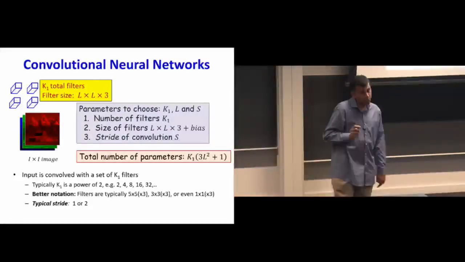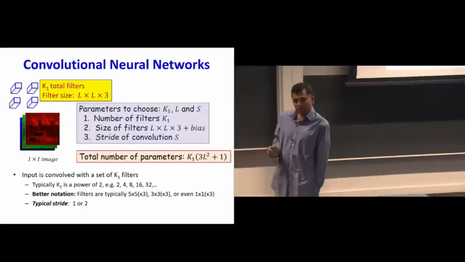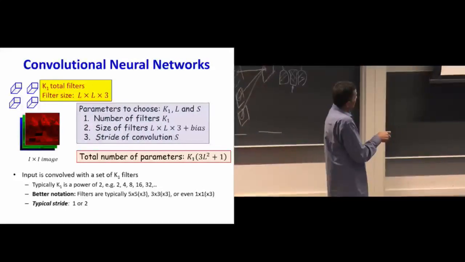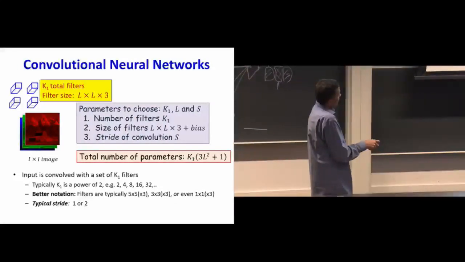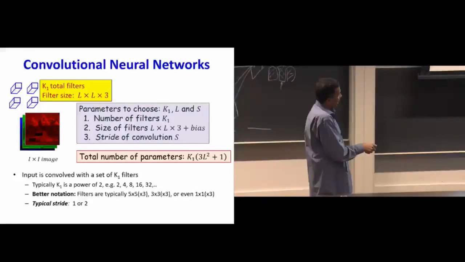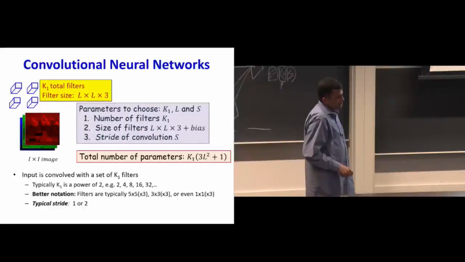So how many parameters would we have in all? If I have K1 filters, and if I have a depth of 3, and if each filter is L cross L, I'm going to have K1 times 3L squared parameters.